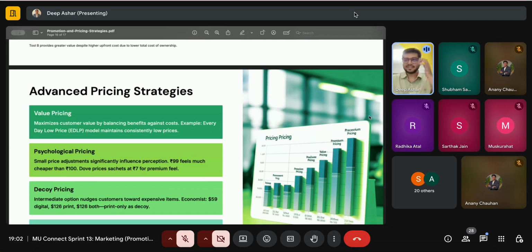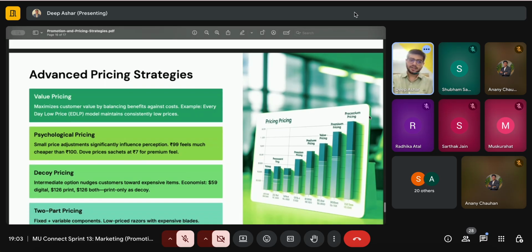So decoy pricing is basically to ensure that you are going for the highest cost, and we have an additional cost just written so that people feel that okay, you're getting more value by purchasing larger quantity.